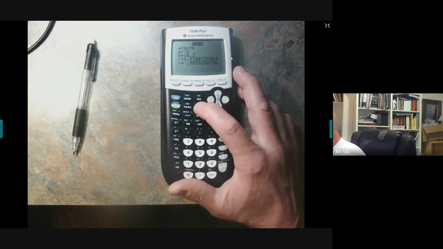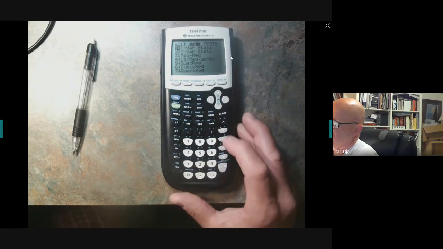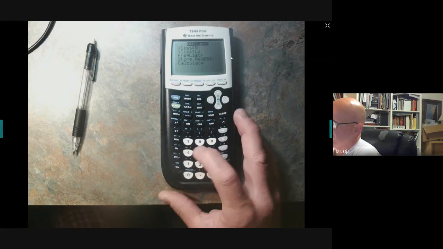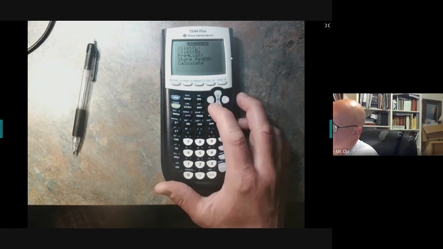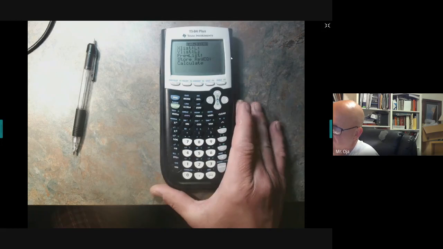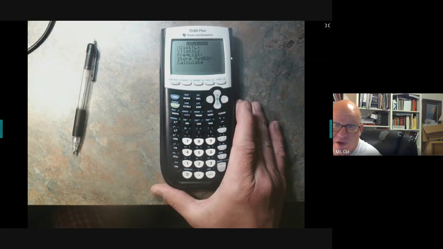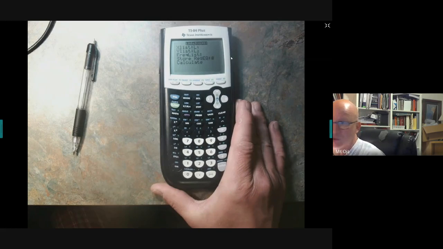So if we go stat calc 4, and if we go down to this store regression equation part, we can store this as a y value so that we can show the graph. We can show the graph on the calculator, and this is totally optional. So if this doesn't make sense, don't panic. It's not a big deal.